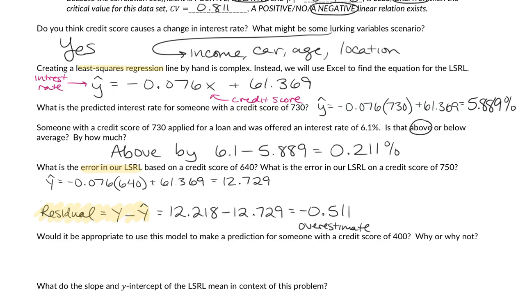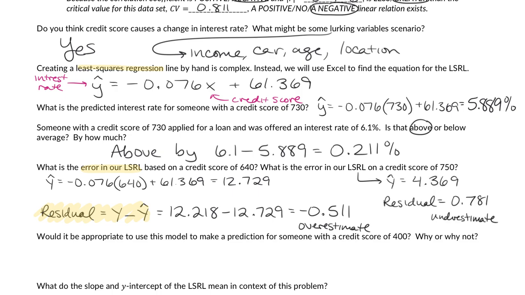Now I did all of that without showing you how to actually calculate them. So the second part is for you. This is the second question here. It says, what is the error in our least squared regression line on a credit score of 750? So I need you to calculate 750, and compare it to the actual data for 750 in the table. I'll give you some time.